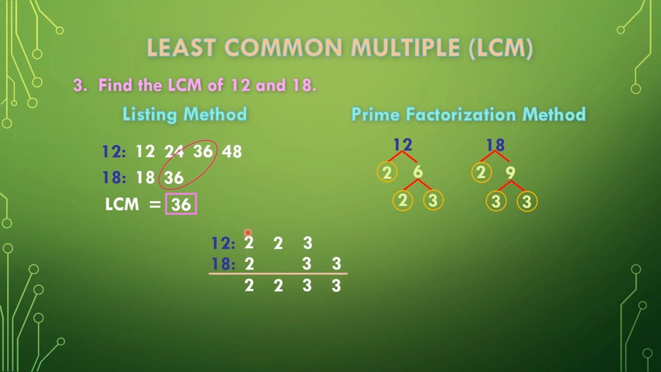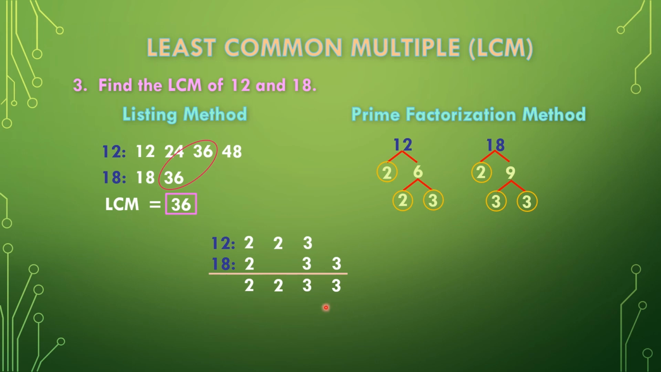In this column, we can see that 2 is common to both 12 and 18. As a rule, we will only bring down one number to avoid duplication. This same principle applies with this column where 3 is common to both 12 and 18. Only one 3 is included in order to avoid duplication. To calculate the LCM of 12 and 18, we will get the product of all these prime factors.